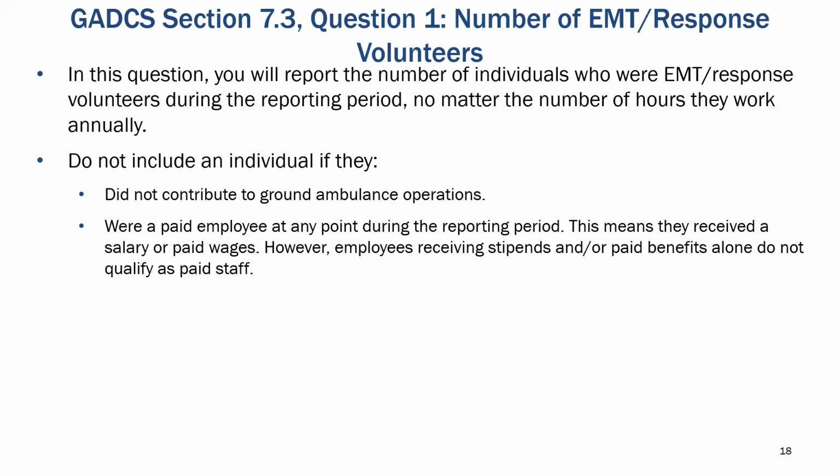As a reminder, do not include an individual in section 7.3 if they did not contribute at all to ground ambulance operations or were a paid employee at any point during the reporting period. If a volunteer EMT became a paid EMT during the reporting period, report them in section 7.1, not here.